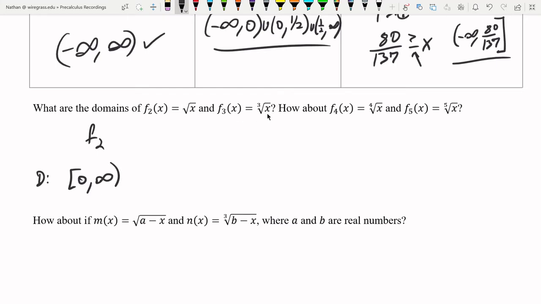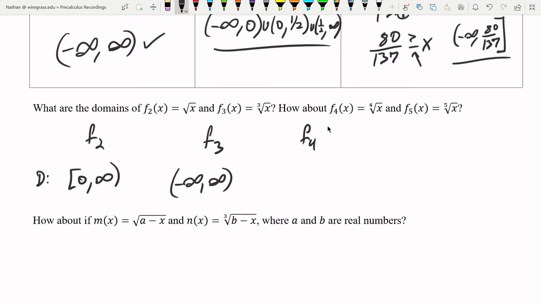Okay? Now, for f3, the cube root of x, however, is a different story because, for instance, I could take negative 8, plug negative 8 into there, and the cube root of negative 8 is negative 2. The cube root of 0 is 0, and the cube root of positive 8 is positive 2. So negative numbers actually work just fine. There's no issues there. So this thing actually has the domain of everything.